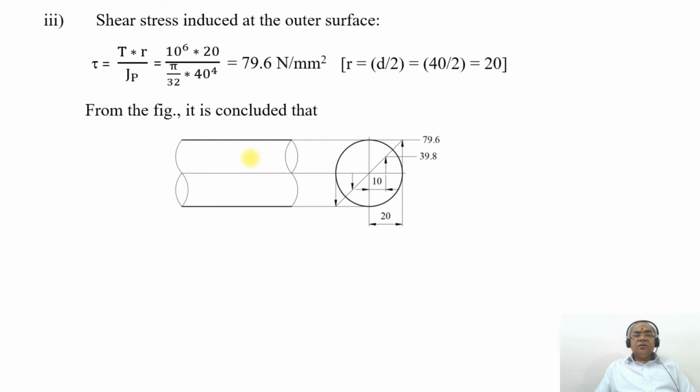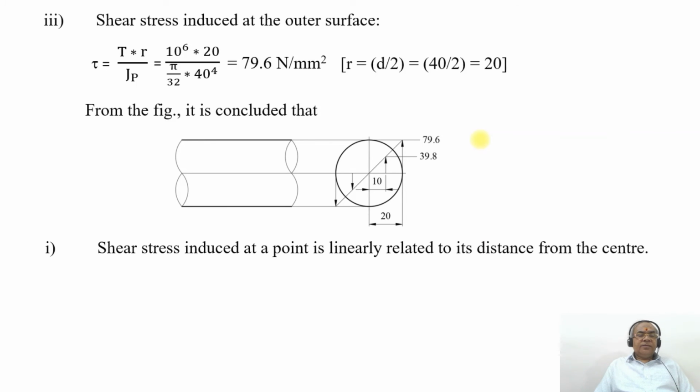So what does the figure say? When the radius at the center is 0, the shear stress will be 0. At a distance of 10 mm from the center, it will be 39.8 Newton per mm square. When the radius is 20 from the center, the shear stress will be 79.6 Newton per mm square. So how do we conclude? The shear stress induced at a point is linearly related to its distance from the center. That means it is increasing by exactly 2 times.